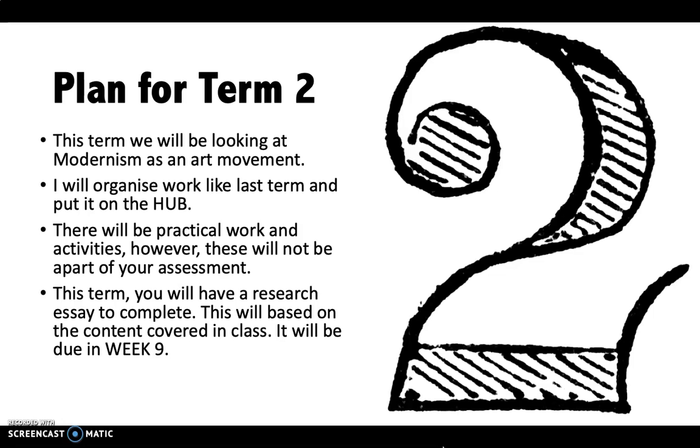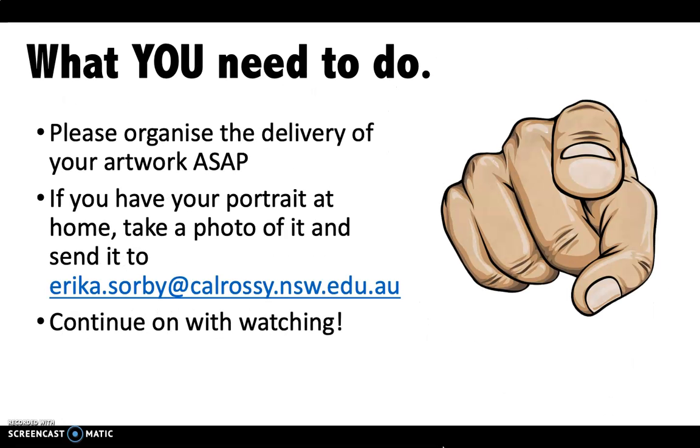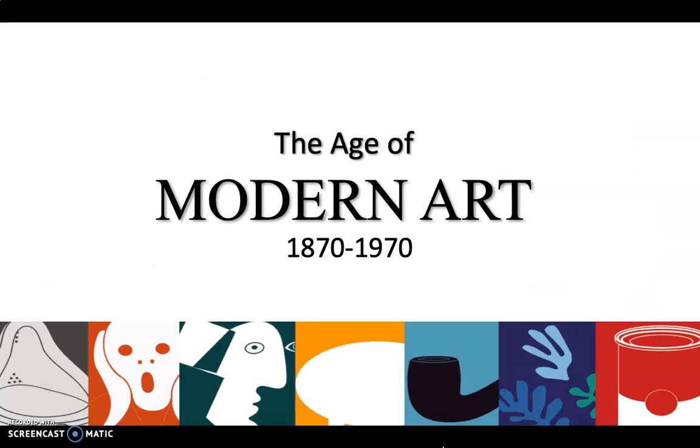Okay, let's keep going. So what you need to do, please organise the delivery of your work as soon as possible, either in the form or physically, if you can bring it to me into school, or you can take a photo of it and send it to my details. They are there. So please continue watching because I'm going to do a mini lesson for you for an introduction into modernism, the age of modern art. This is a 100-year period that comprises lots of different types of art making.